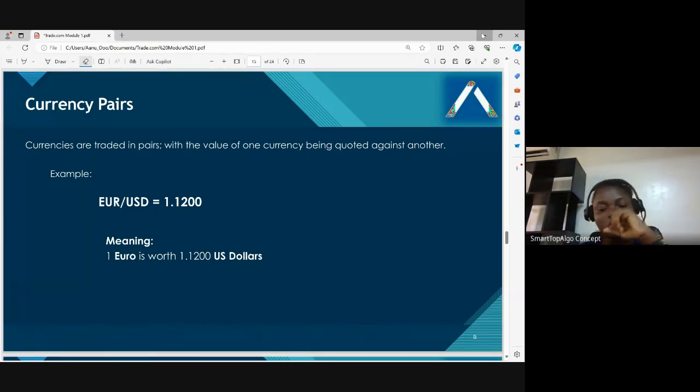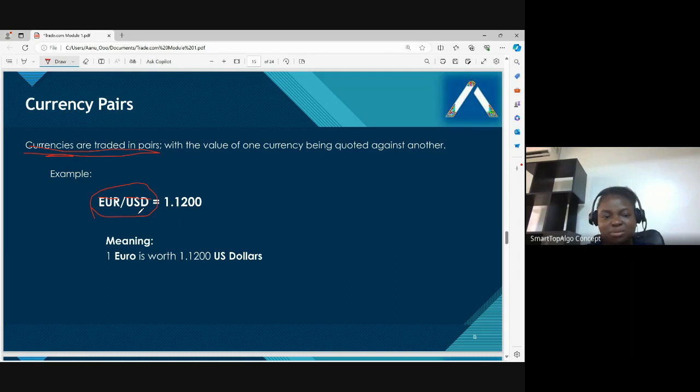Now, when you are trading currency, one thing I want you to understand first is that currencies are traded in pairs. So you don't just trade one currency. You don't say, okay, I want to buy US dollar alone. No, you must buy US dollar against another currency. So if you look at my example now, we have euro USD. It means you are buying euro against US dollar.